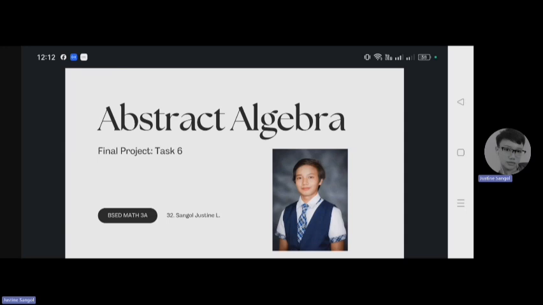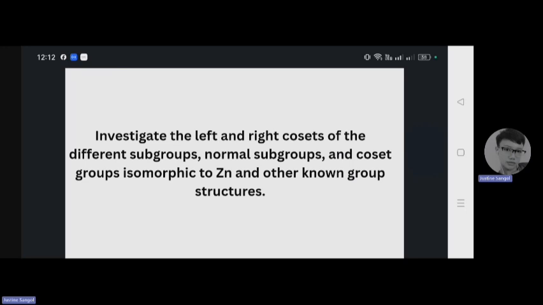So today I will present my final project task number 6, in which we will investigate the left and right cosets of the different subgroups, normal subgroups, and coset groups isomorphic to Zn and other known group structures.